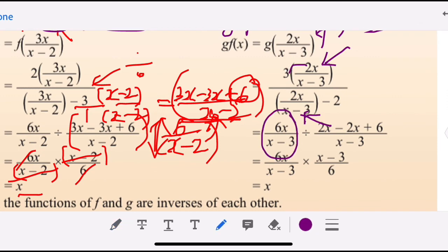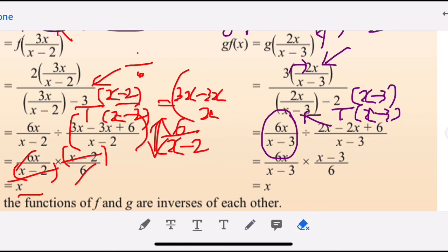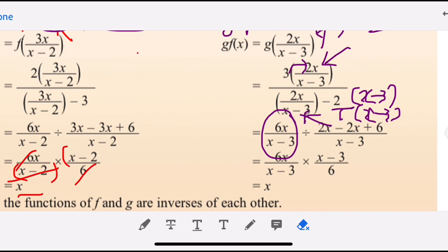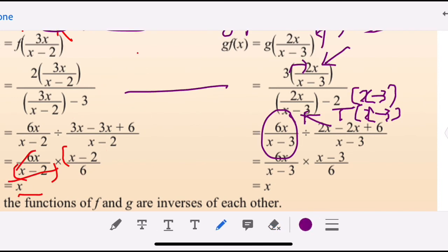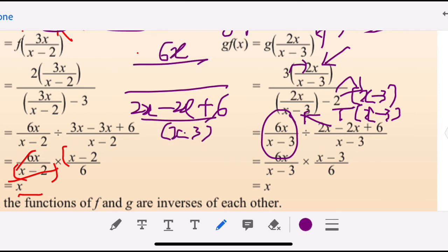This one is 3 times 2, 6x, okay? And the denominator, you need to make sure it is simplified like this. You're having the same denominator, right? So if the denominator is the same, let's simplify like this. It will be 2x minus 2x. This one multiply in negative 2 plus times negative 3 plus 6 over x minus 3, right? So you have 6x here, x minus 3. So when you inverse, the x minus 3 will go up. And you cancel, you get x.